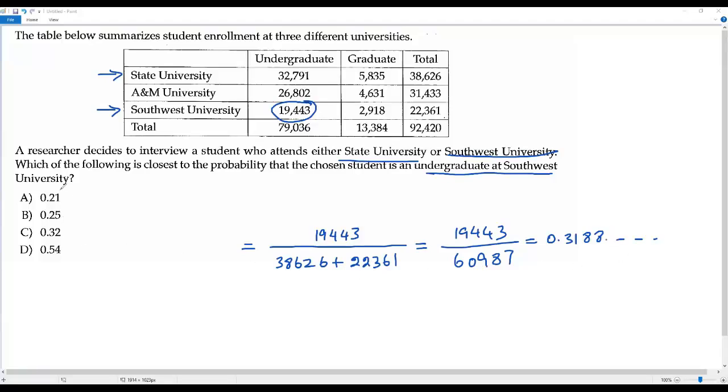Okay, so here when I look at the options, there are only 2 digits after the decimal point. So we can round this answer to the nearest hundredth. When I do so, the third digit is greater than 5, so we can add 1 to the digit at the hundredths place. So it will become 0.32. We can ignore the other digits. So the correct answer choice for this question is option C.